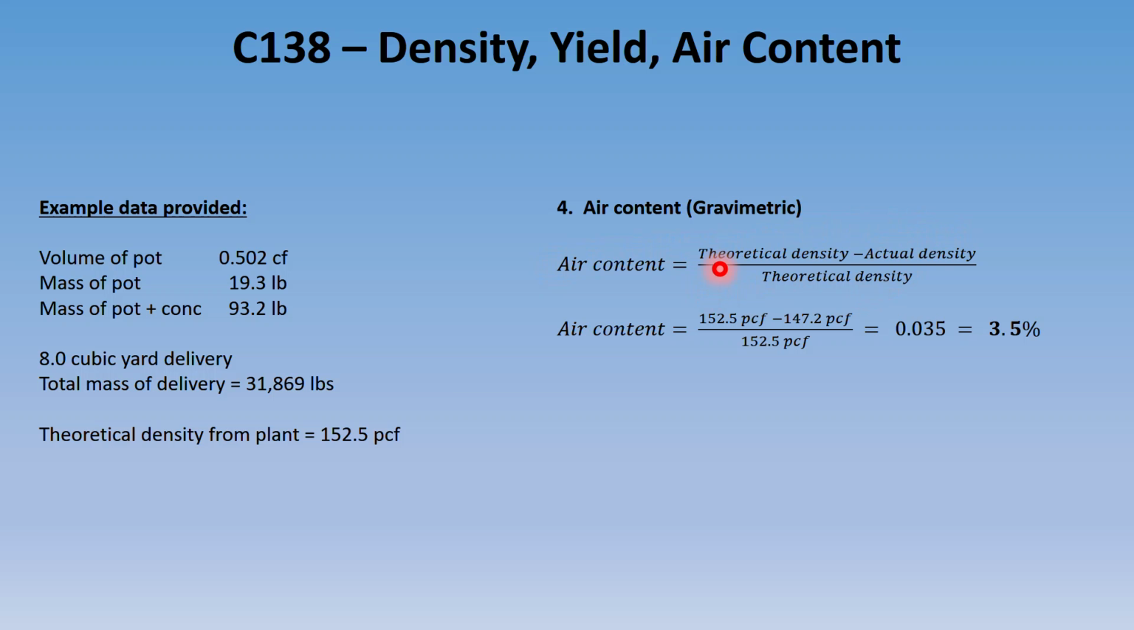And theoretical density will come from the batch plant, the mix design. So theoretical density has to be given to you. In this particular example, I just gave you 152.5 pounds per cubic foot. So we take our 152.5 minus the measured from step 1, 147.2, divided by that theoretical, which gives you a decimal value of 0.035. Because we want to express air content as a percentage, we multiply by 100, or 3.5% air content.